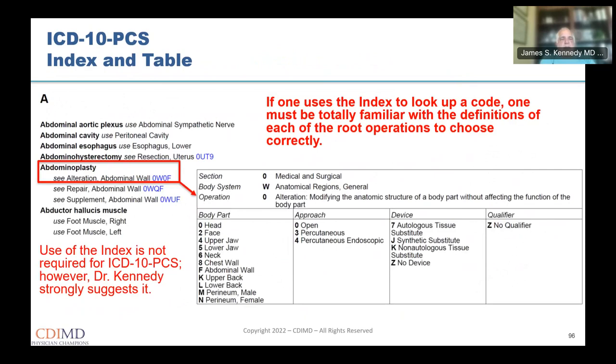To look up a PCS code follows the same process that we saw with diagnoses. The only difference is that we don't have to use the index. We can use the table directly. However, the index is a very good place to start. So notice that there is an abdominoplasty. Notice that it has 3 different root operations: alteration, repair, supplement. I picked alteration on this, and the abdominoplasty goes to 0WUF. Notice that F is the body part, the abdominal wall. And then the various approaches, the devices, the qualifiers would then have to be added. And this is how one would look up a code in this situation.